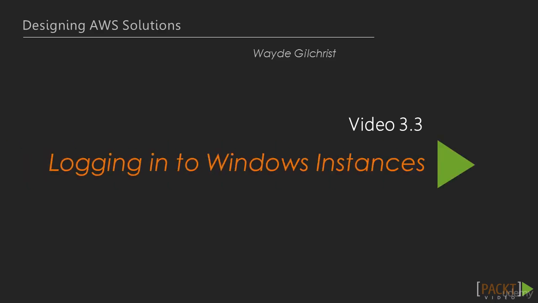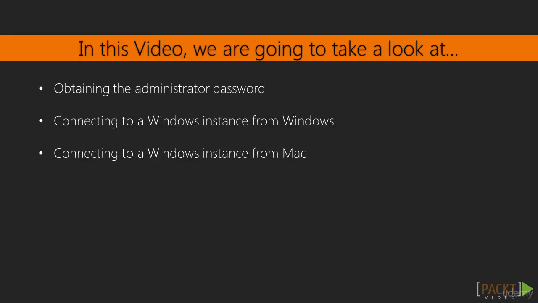In the previous video, we saw how to connect to Linux instances using a private key for authentication. In this video, we're going to see how the process works for Windows instances. For Windows, we use the Remote Desktop Protocol and log in as administrator. First, we will obtain the administrator password. Then we will log into the instance from Windows and finally from Mac.